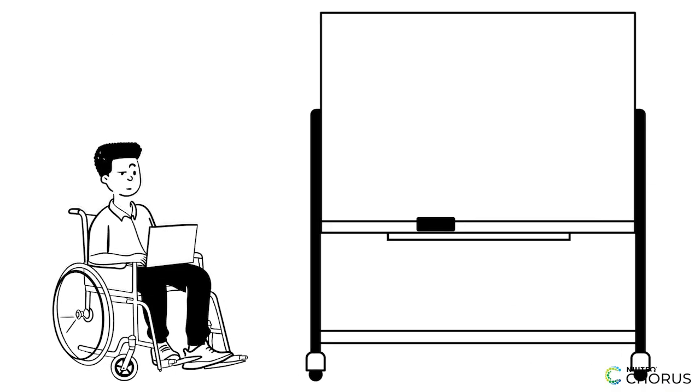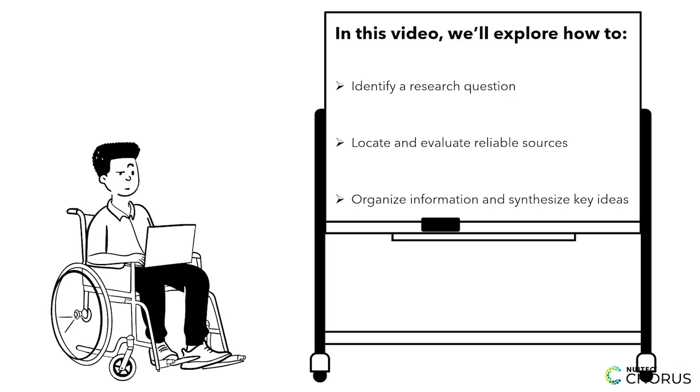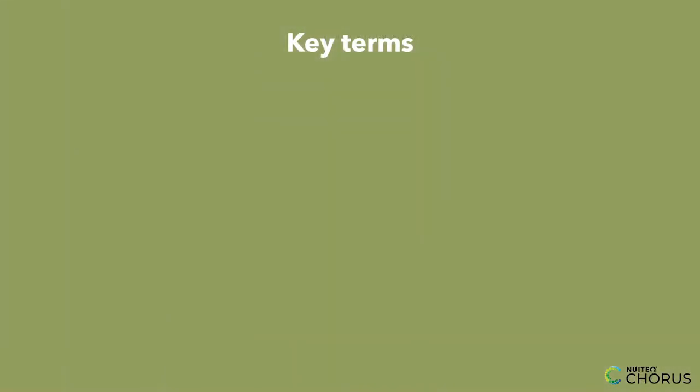In this video, we'll explore how to identify a research question, locate and evaluate reliable sources, organize information, and synthesize key ideas. Before diving into examples, let's define a few key terms related to research.